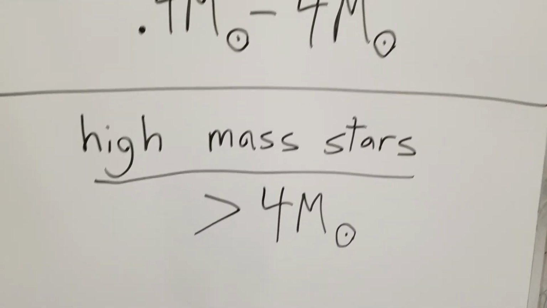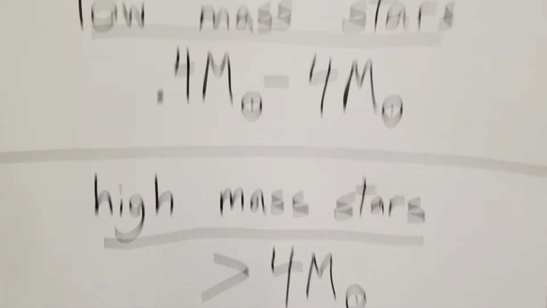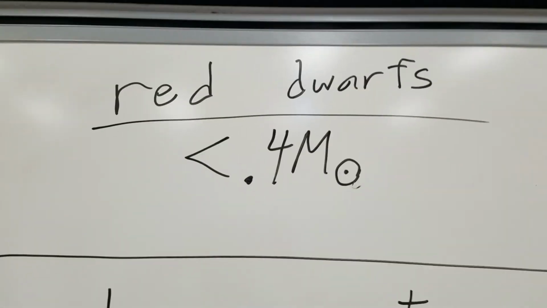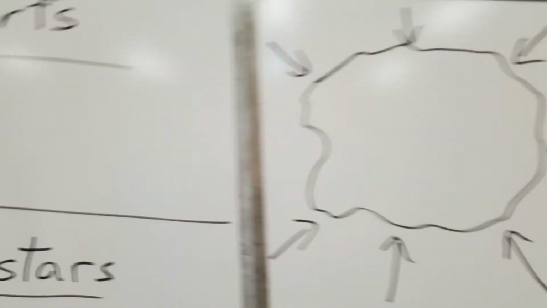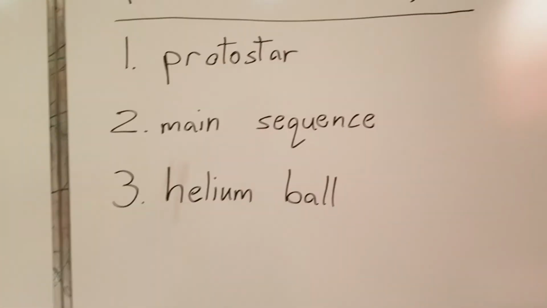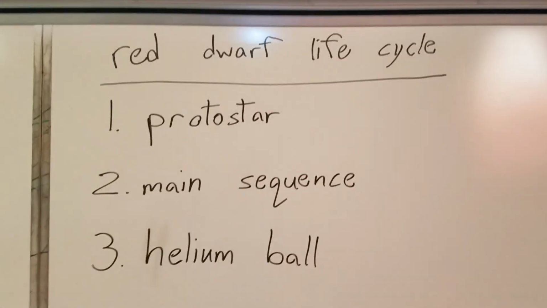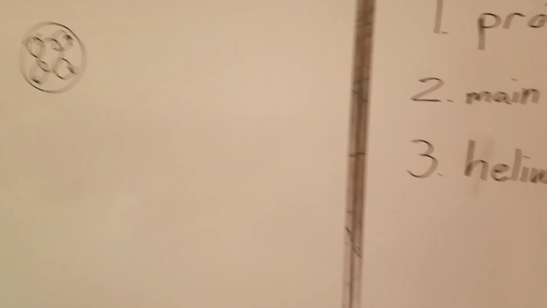High-mass stars might last about 25 million years, which is much less time, whereas some red dwarfs can last 200 billion years. Our universe has only been around for 14 billion years, so no red dwarf has ever gotten to the helium ball stage. All right, stay tuned for part 2, low-mass stars.